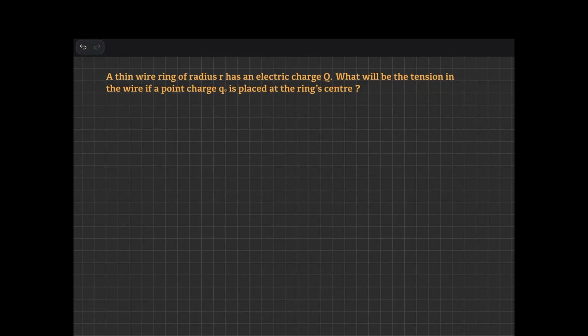Now we will move on with some more quality problems on Coulomb's law. So let's deal with the first question now. Here it says a thin wire ring of radius r has an electric charge q. What will be the tension in the wire if a point charge q naught is placed at its center?